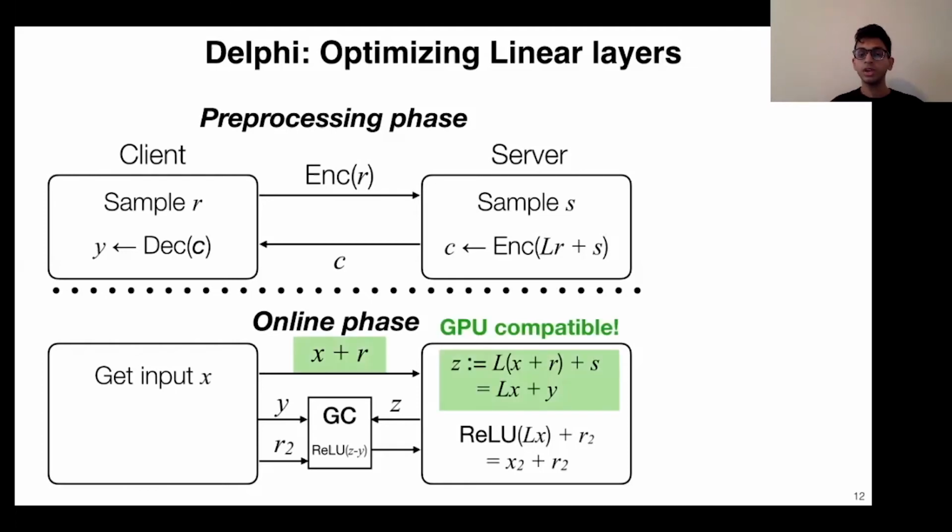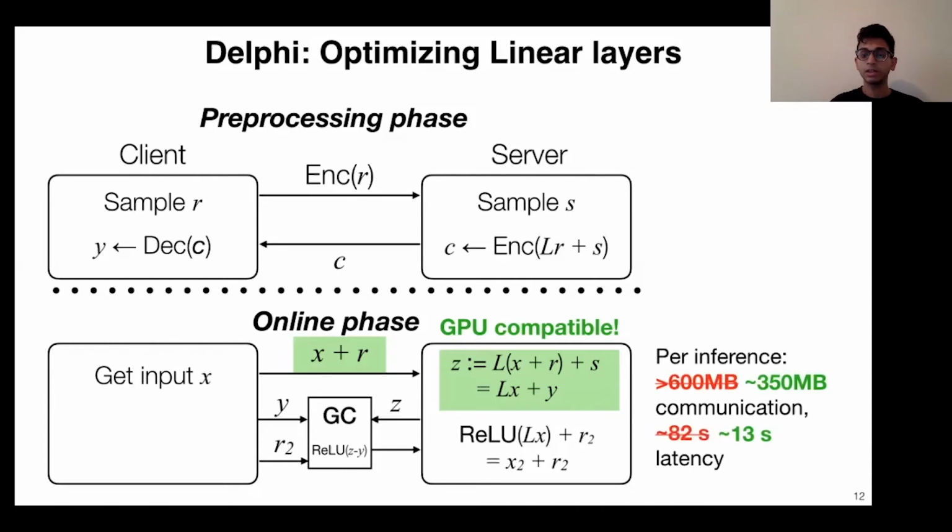Okay, so this is great because we're operating over plaintext and are thus GPU compatible. And this allows us to reduce both the latency and the communication cost down to 13 seconds and 350 megabytes respectively.